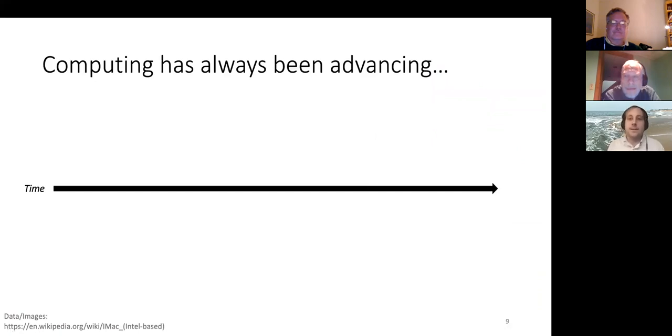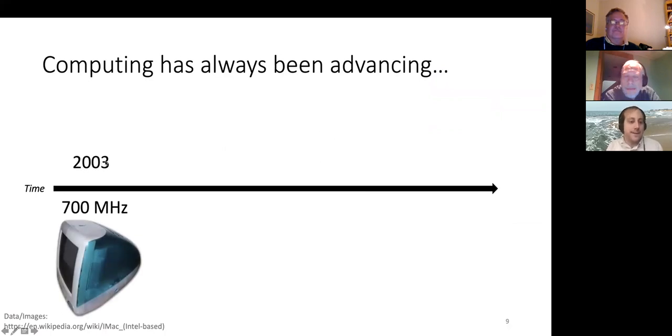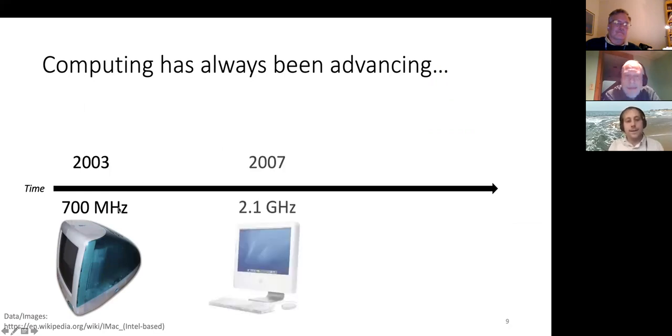Now, some of you might be sitting there saying, I don't know why you're so excited. Computing has always been advancing, and it's always been advancing pretty quickly. Even in my lifetime, I remember the first computer we bought growing up was in 2003. It was this nice blue Apple computer, and it ran at 700 megahertz. The next computer we got was in 2007, and it ran at 2.1 gigahertz. Now, that's pretty obvious where your computing increase is coming from. Your computer is just running faster, so it's able to do more computations faster.